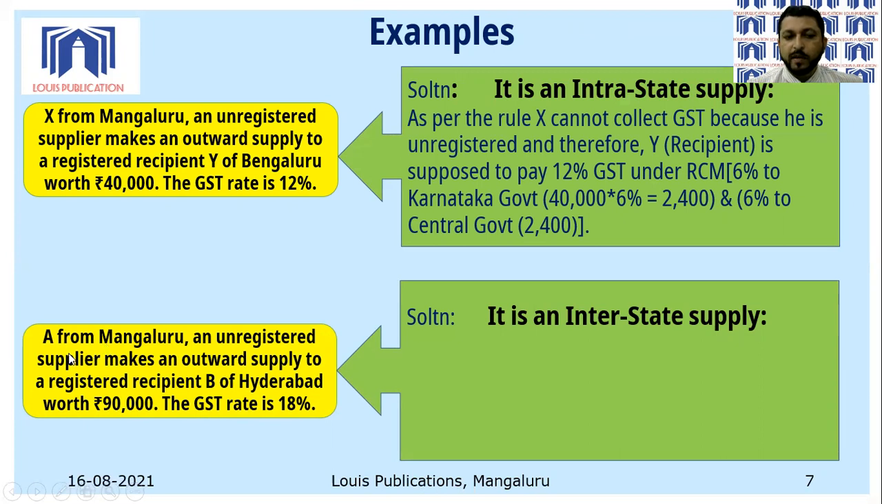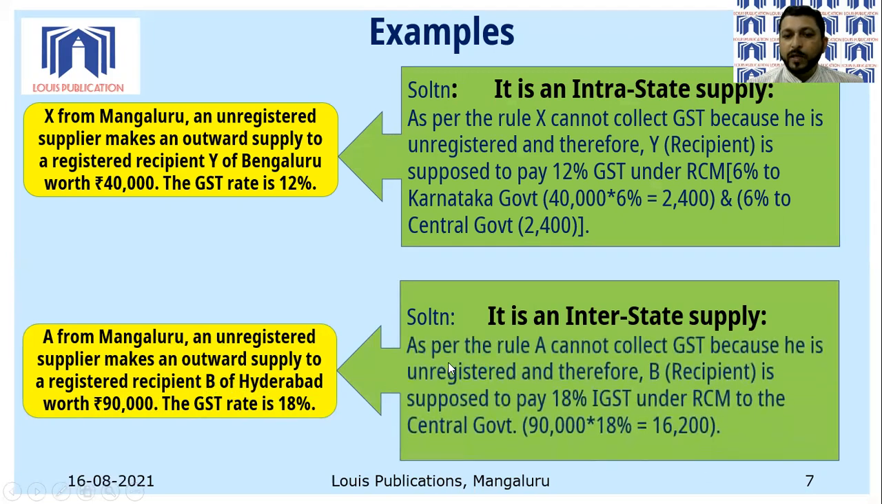The point is very simple. A cannot collect GST because A is unregistered. But since B is a registered recipient, B will deposit the IGST amount, the entire amount, 18% on 90,000, with the central government. So as per the rule, A cannot collect GST because he is unregistered, and therefore B, the recipient, is supposed to pay 18% IGST. 18% of 90,000 works out to 16,200 rupees.